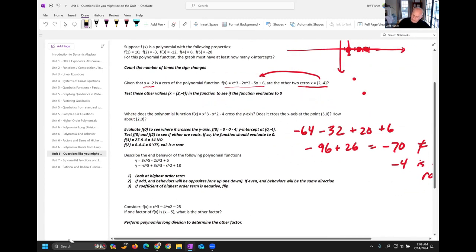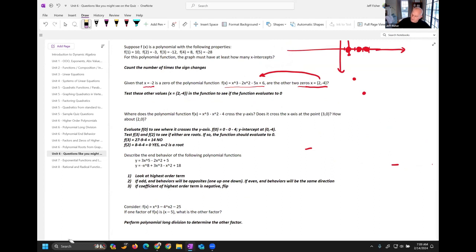That's that one. You just test it in the function. When it asks you, is something a root of the function or is something a 0 of the function? Is x equals 2 a 0 of this function? Just plug it in and see if it evaluates to 0. If it does, then it is a 0. If it doesn't, then it's not.